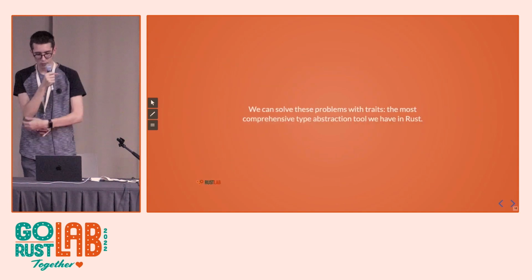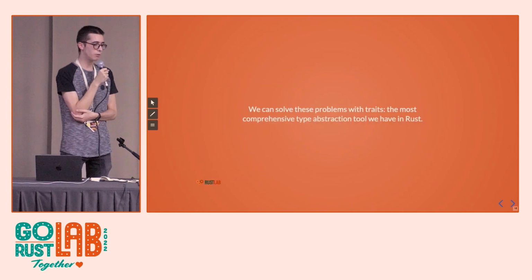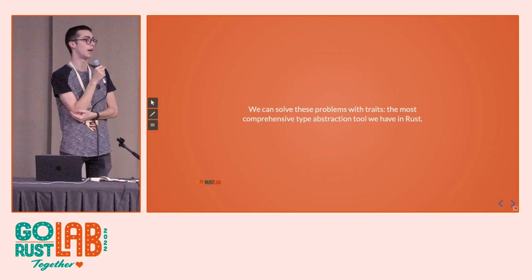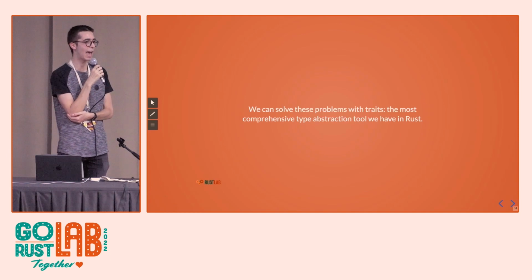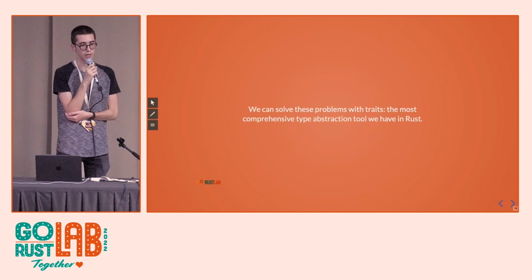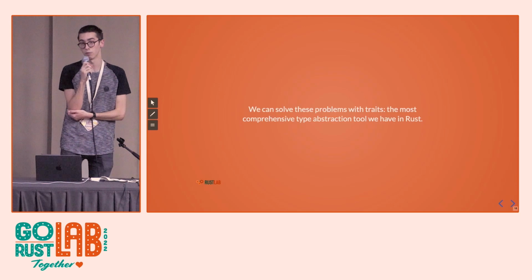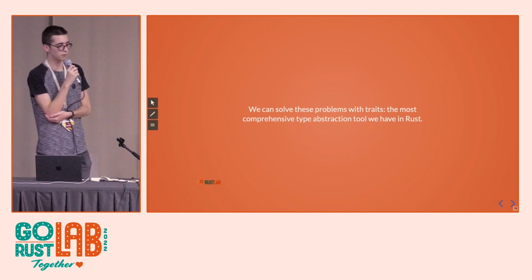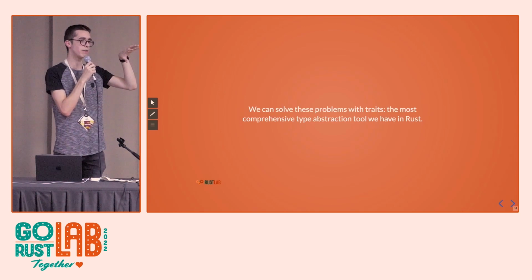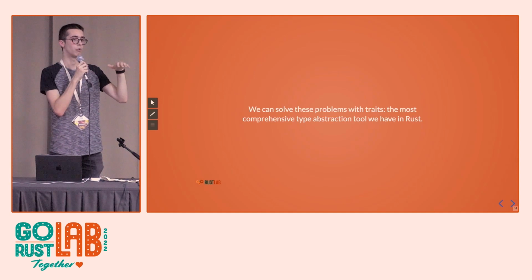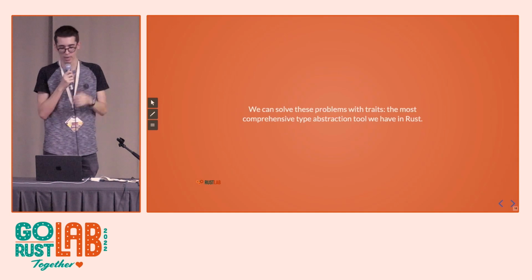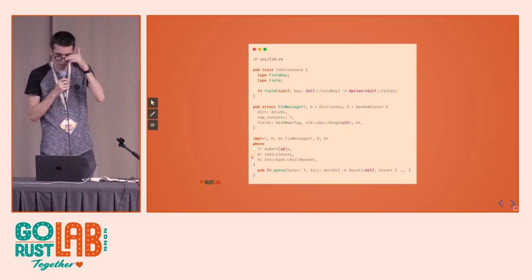So whenever you find a solution using a concrete type, that may add some unnecessary dependencies onto your users, which ideally you would be able to avoid. Well, you can abstract over these types with traits, which are the most powerful type abstraction mechanism that we have in Rust. So ideally, you would be able to replace many of these type dependencies with trait implementations. And sure enough, you can do that.